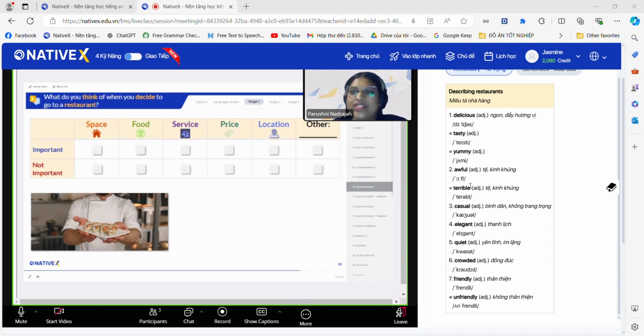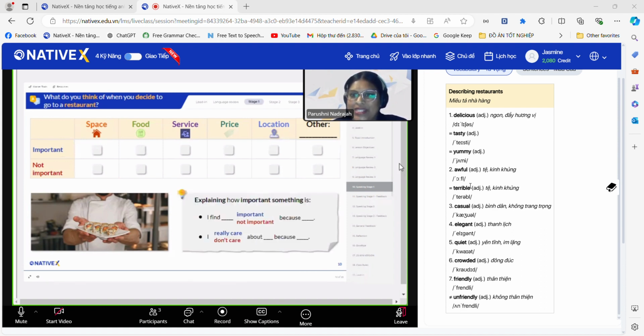So you can use the structures to explain your choice. For example, I find space important because I like to take photos when I want to eat in a restaurant and in an elegant and clean space. Okay. So let's start with important. Remember, okay? You can use this structure over here when you're answering. So, Miss Jasmine, how important is space to you? Is it important, not important?